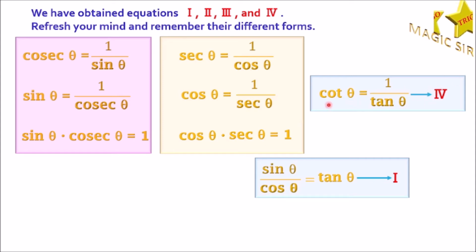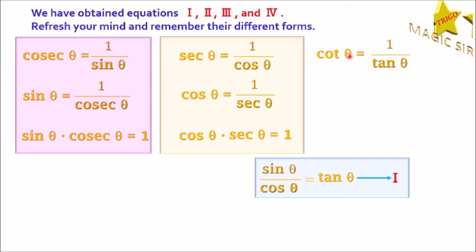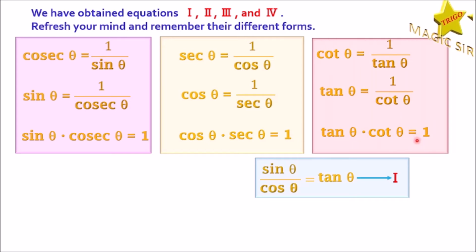From the fourth equation, we have cot theta equal to 1 upon tan theta. Interchanging the position of cot theta and tan theta, we can write tan theta is equal to 1 upon cot theta. The product of tan theta and cot theta is equal to 1. So we can say that tan theta and cot theta are the reciprocal of each other.